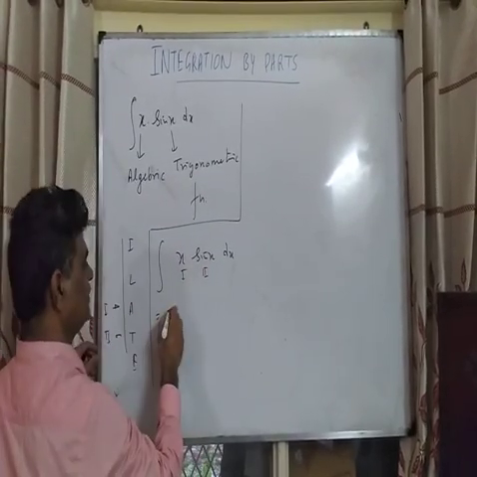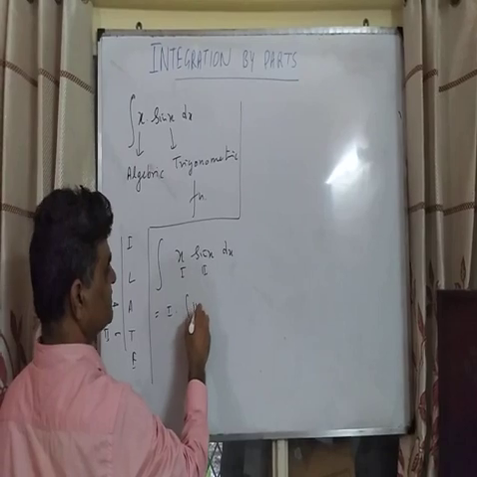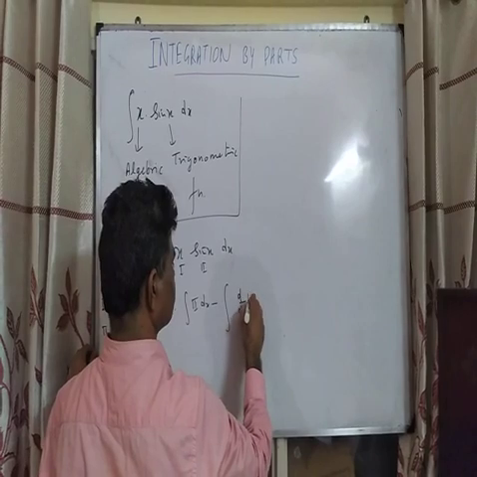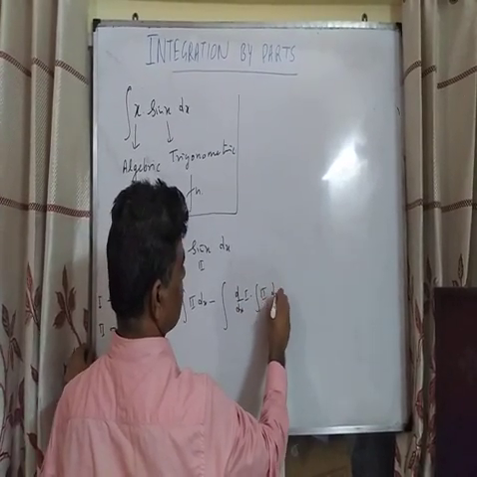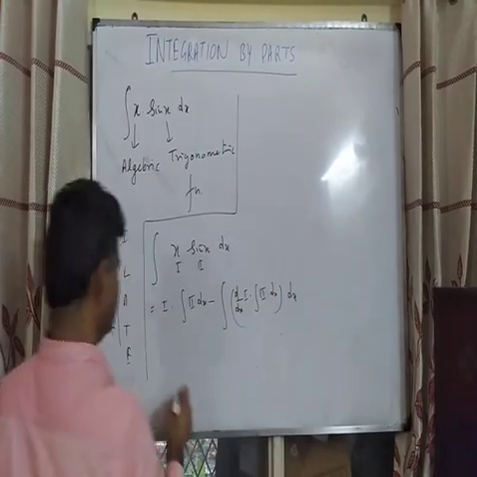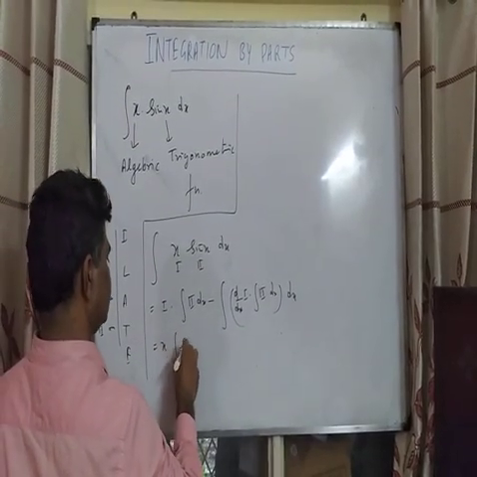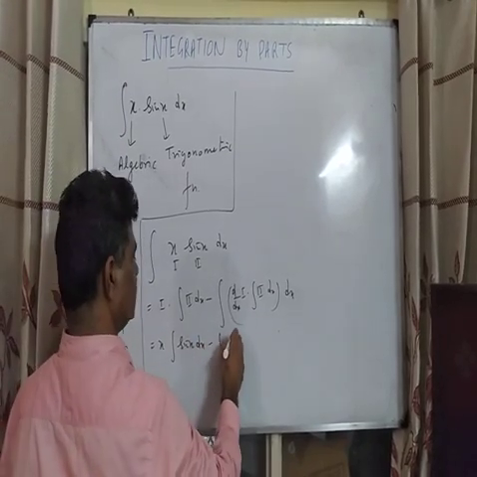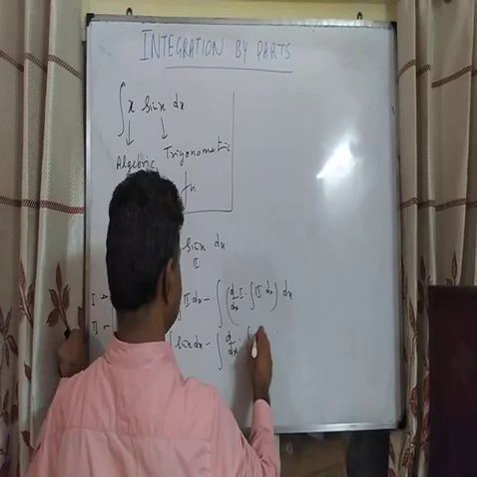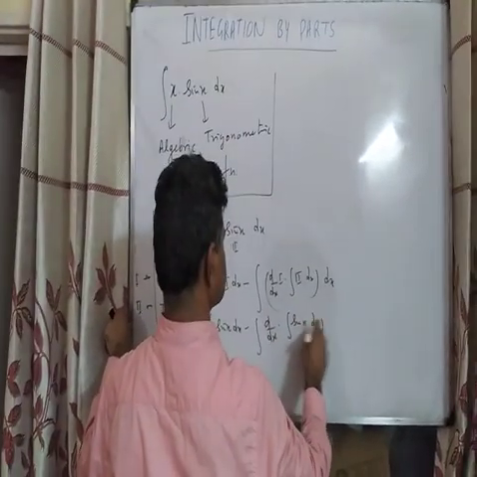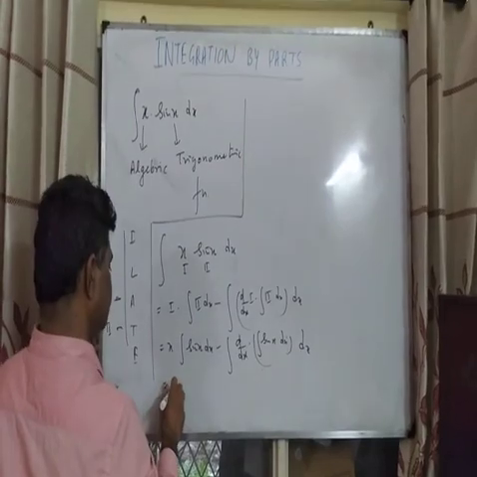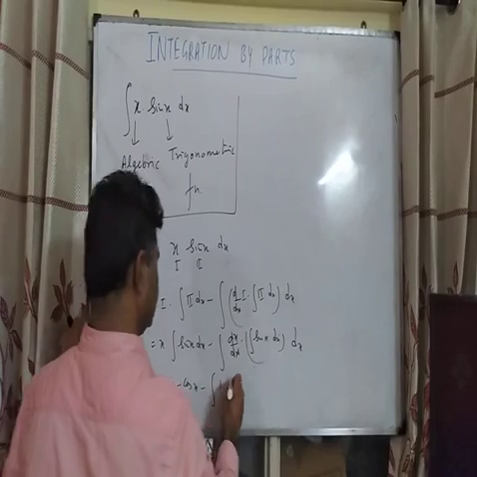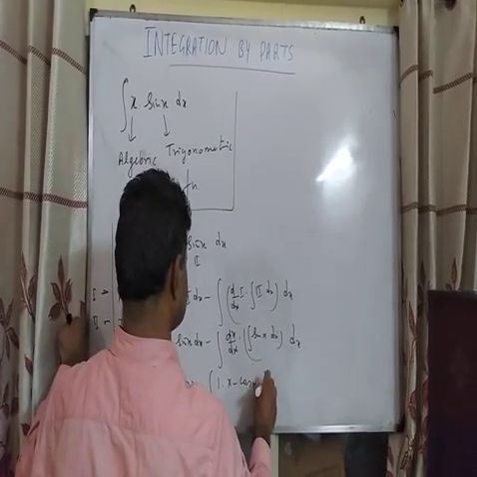Our formula is: put first function as it is, integration of second function, minus differentiation of first function, integration of second function, and integration of whole of this. So first function as it is, x, integration of sin x dx, minus differentiation of x, integration of sin x dx, and this is dx. So x, the integration of sin x is minus cos x, and this is a 1, and here minus of cos x dx.